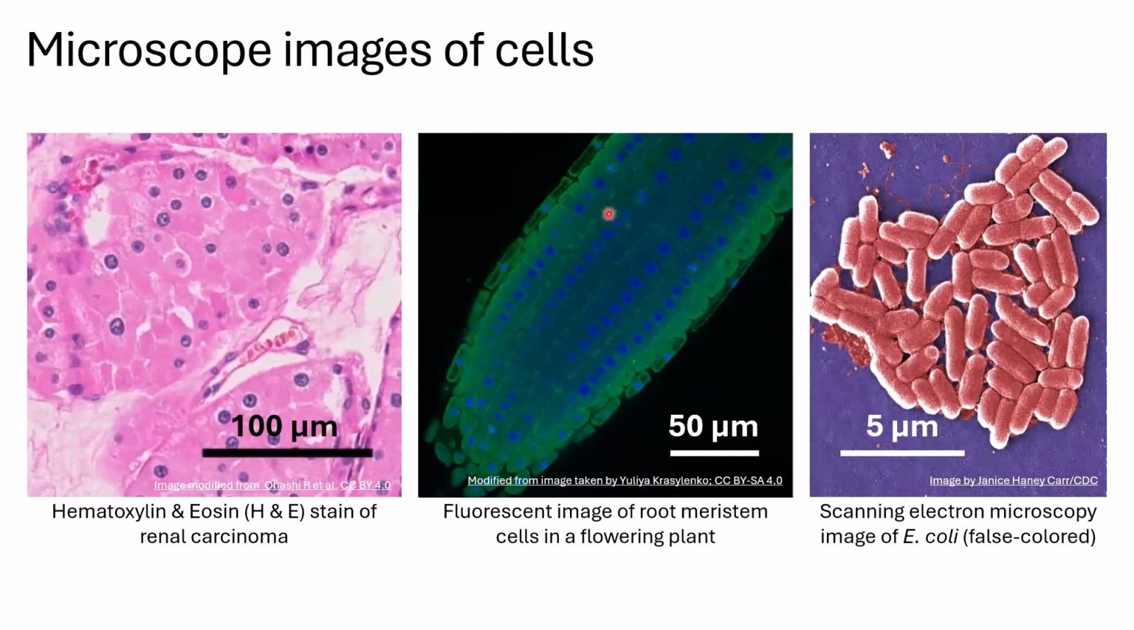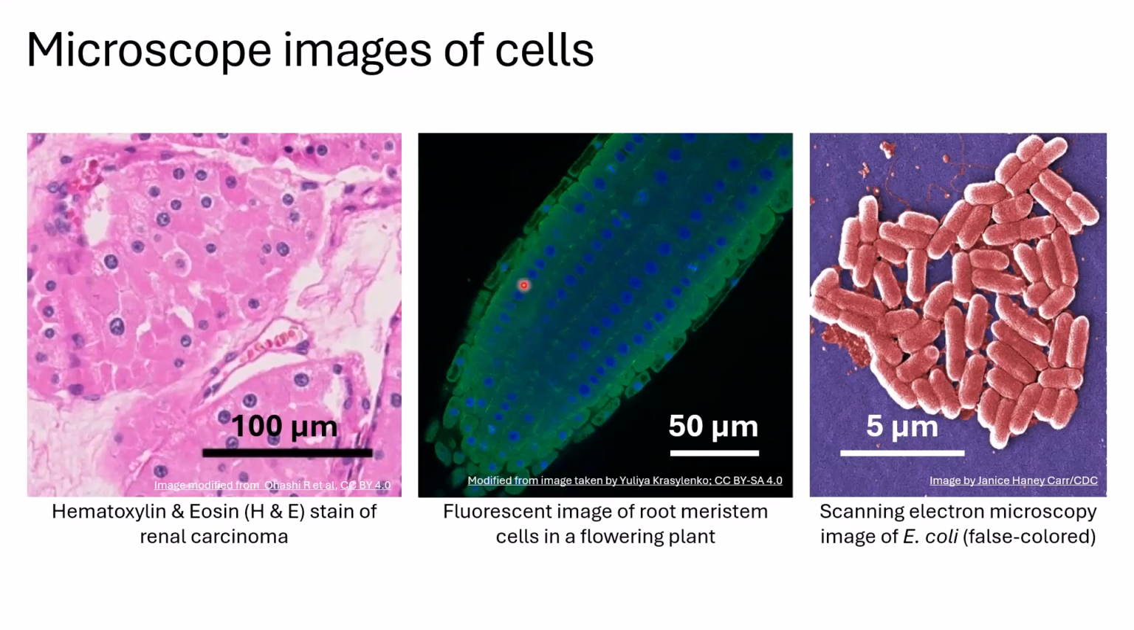In the center, we have a fluorescent image of root cells found in a flowering plant. The nuclei are stained by DAPI, which is a dye that strongly binds to DNA and stains the nucleus blue. The green is a component that is found in the cytoskeleton of all cells, which we will talk more about later. You can see that it is all over the cell, but also has some stronger intensity around the membrane of the cell.